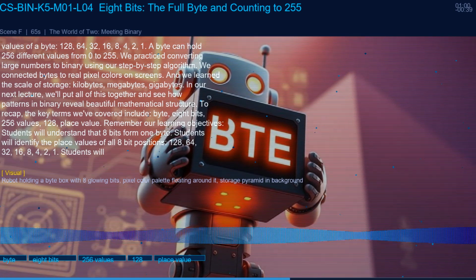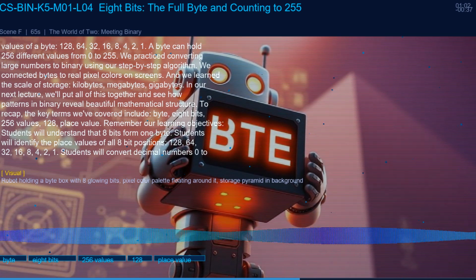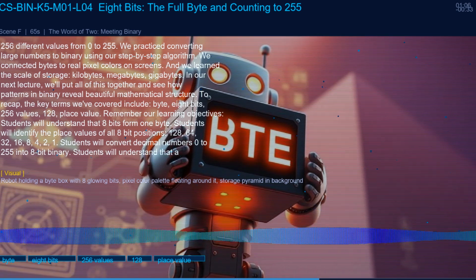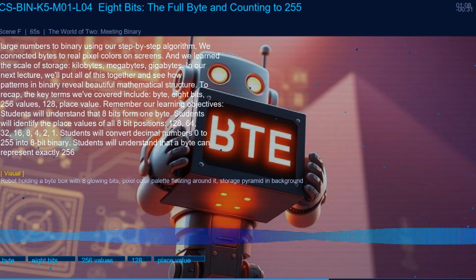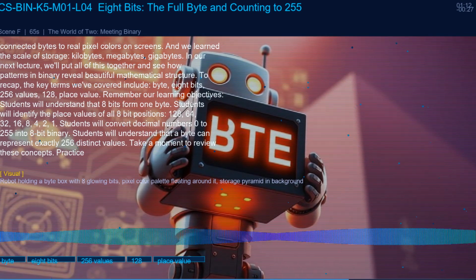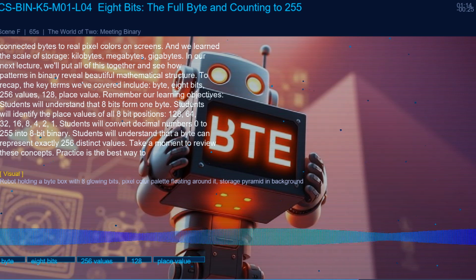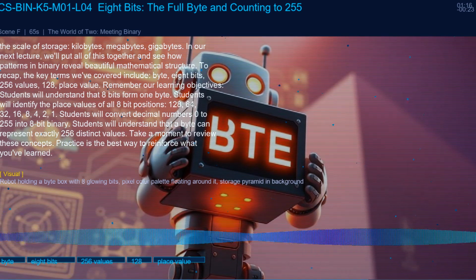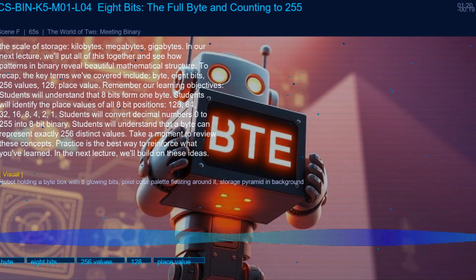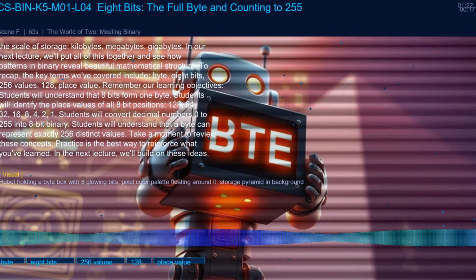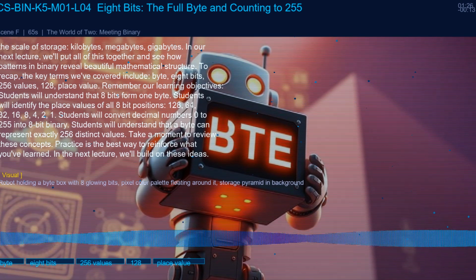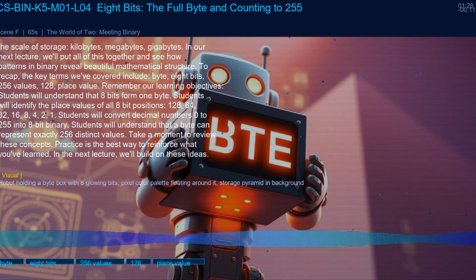Remember our learning objectives. Students will understand that 8 bits form 1 byte. Students will identify the place values of all 8-bit positions: 128, 64, 32, 16, 8, 4, 2, 1. Students will convert decimal numbers 0 to 255 into 8-bit binary. Students will understand that a byte can represent exactly 256 distinct values.